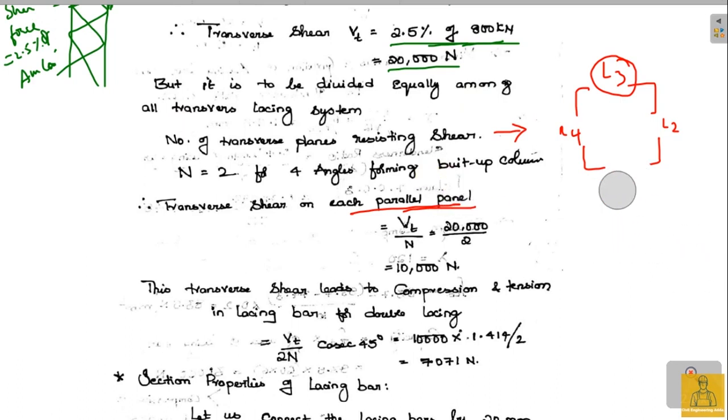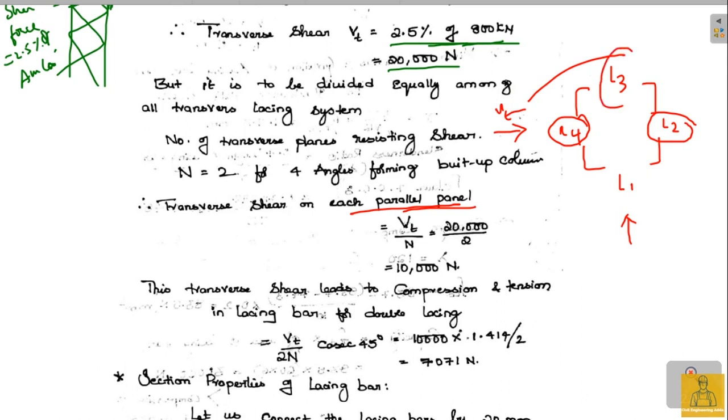let me correct. Right. So this is L3 and this is lacing 1. So if a shear force is coming in this way, the L4 and L2 lacing systems are going to take that shear force. And if it is coming in this way, then this and this lacing system are going to handle it. So in any case, only two planes are going to share this shear force. Therefore, N is equal to 2. So the number of shear planes is 2. So Vt by 2: the total shear force is taken by 2 panels. So each panel will take 10,000 Newton.